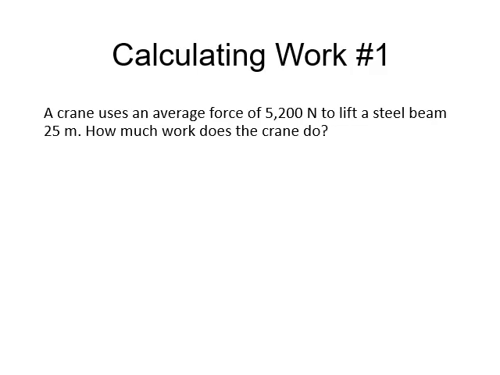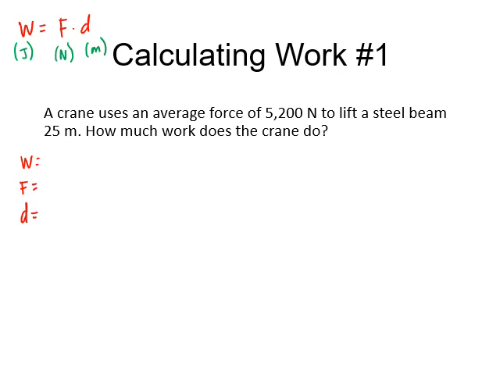Let's go ahead and jump into our first problem. Again, work is going to equal force times distance, where the unit for force is newtons and the unit for distance is meters, and our overall unit for work is going to be joules. So a crane uses an average force of 5,200 newtons to lift a steel beam 25 meters. How much work does the crane actually do?